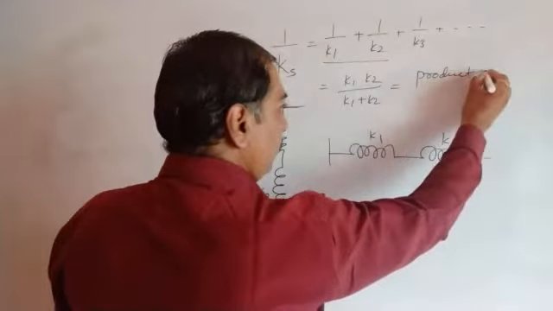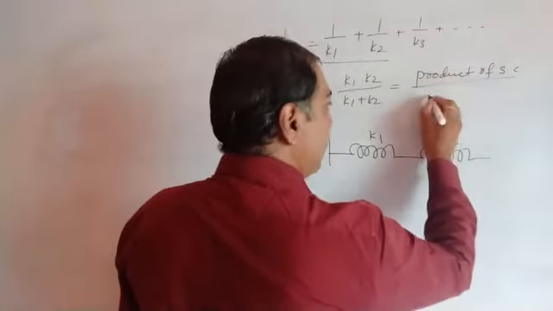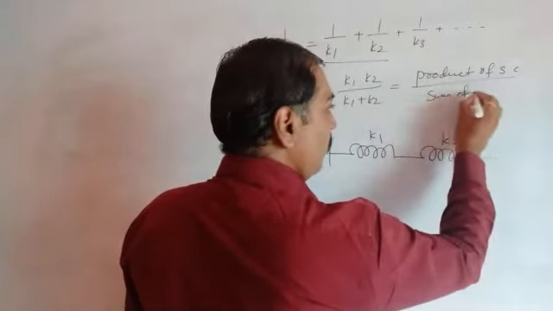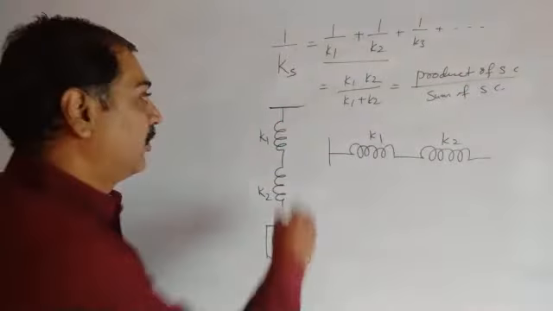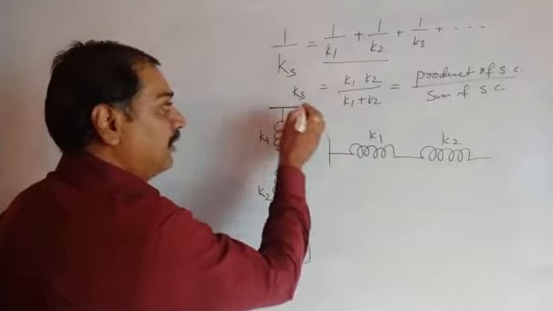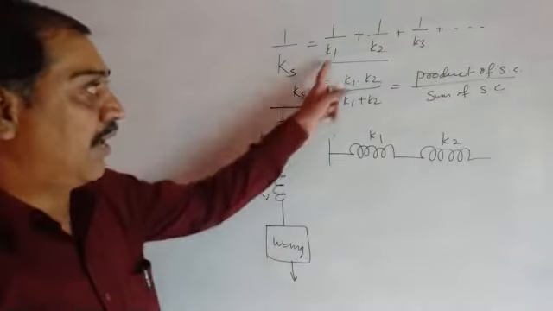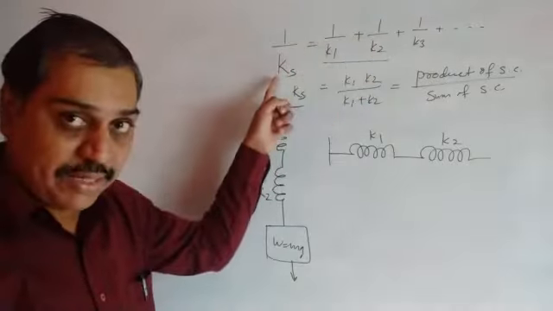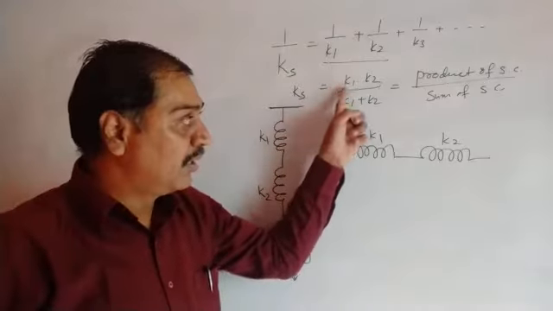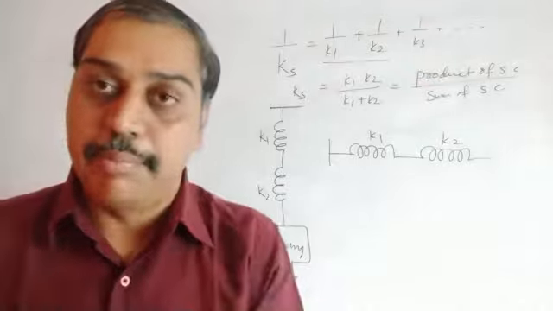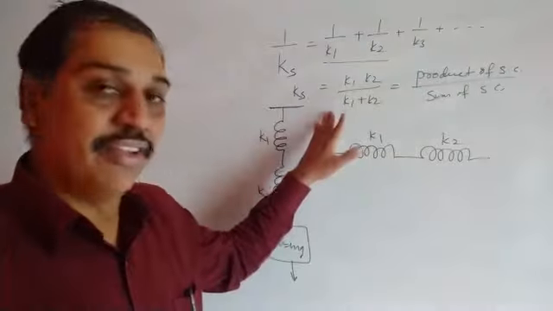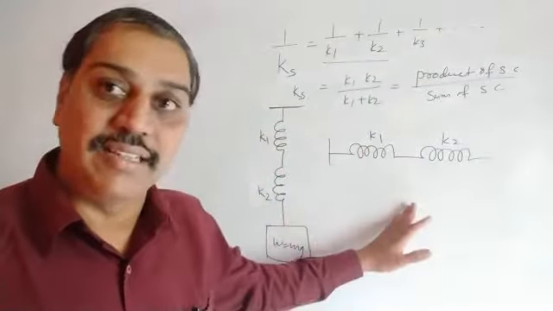The sum of spring constants will give the resultant spring constant Ks. Here it is Ks, the reciprocal of Ks. This is Ks for two springs, K1 into K2 divided by K1 plus K2. Remember, this formula applies only when the springs are connected like this, or like this, in series.